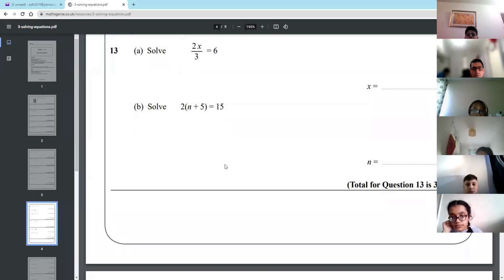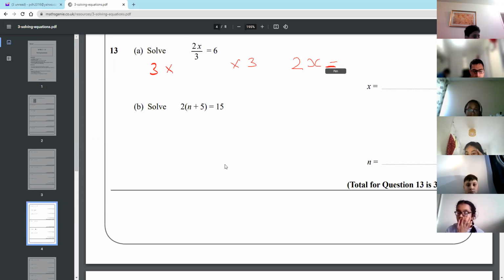When we are solving an equation, when we have 2x over 3 equals 6, the first thing we do is the opposite of divide by 3, so we times by 3. Therefore, we end up with 2x equals 18. Now, we don't want to find 2x, we need to find x.